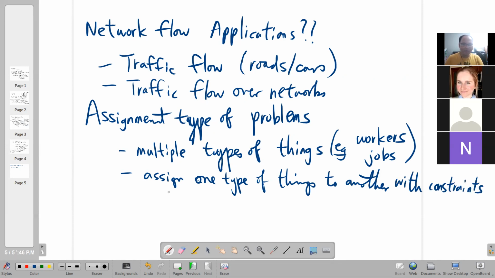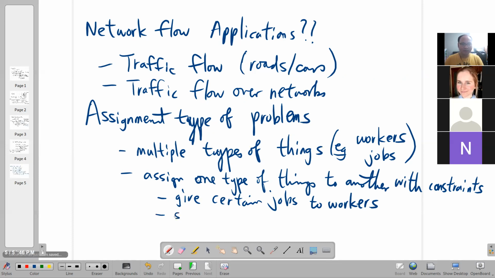For example, maybe you give certain jobs to workers. So you have 10 different jobs and a bunch of workers. Which workers get what jobs? What are the constraints? It could be that some workers can't do some jobs. So maybe not everybody can do everything. Maybe some jobs require skills that some workers don't have. So there are some constraints.